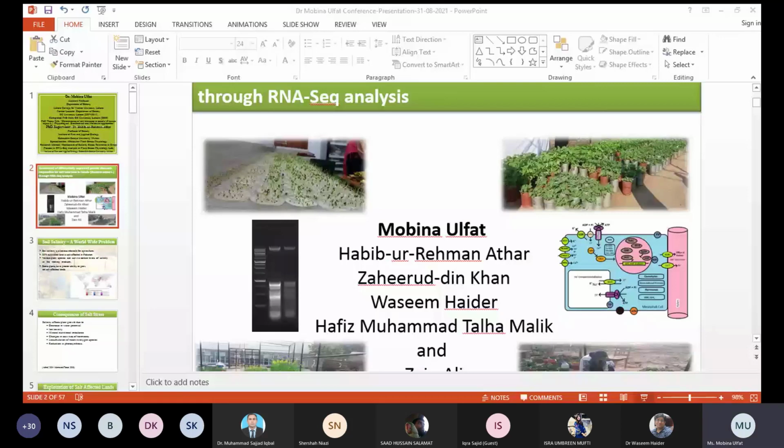The topic of my presentation today is the assessment of differentially expressed genetic elements responsible for salt tolerance in canola, that is Brassica napus, through RNA-Seq analysis. Before going into detail, I want to introduce the problem of salinity. It is a worldwide problem and a serious obstacle for agricultural crops.